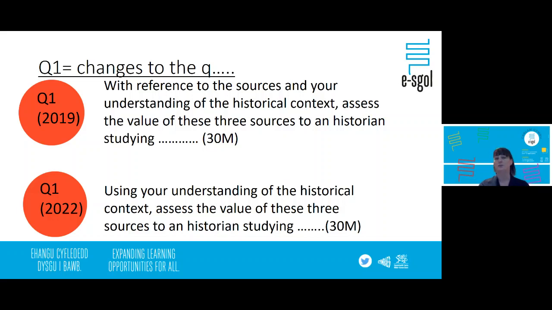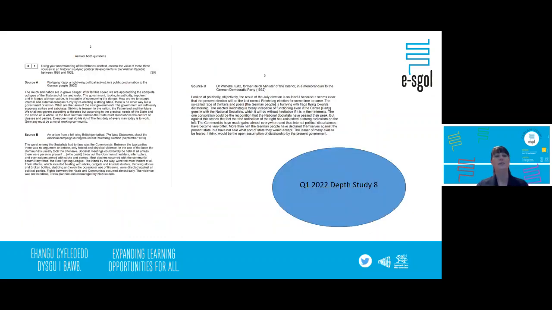You don't need to do that all the way through. They want you to put it into context of what's going on, bring in your additional knowledge, and look at the value of the sources to the question more, which is why they've got rid of that beginning bit. So this is how the paper will now look.